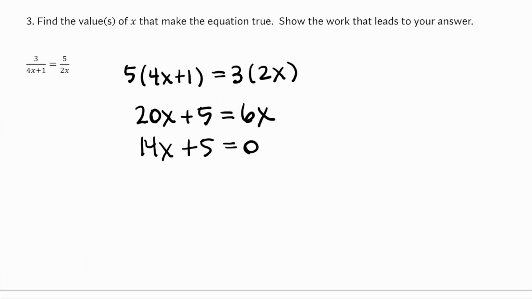And then in order to get at the x, I'm going to need to get rid of that plus 5, so I'll subtract 5 from both sides. And then x equals negative 5 divided by 14. That's not going to be an extraneous solution because I plug that in. That's not going to cause me to divide by 0.